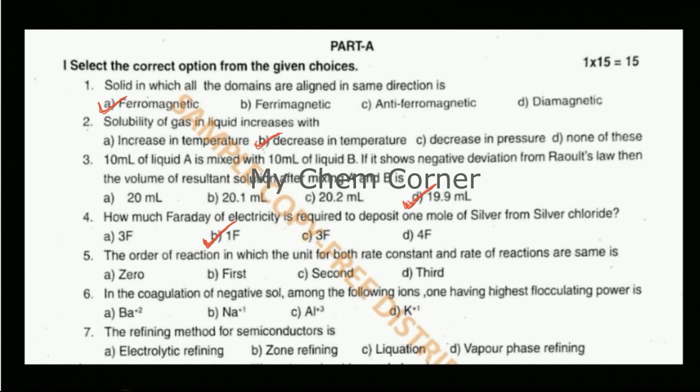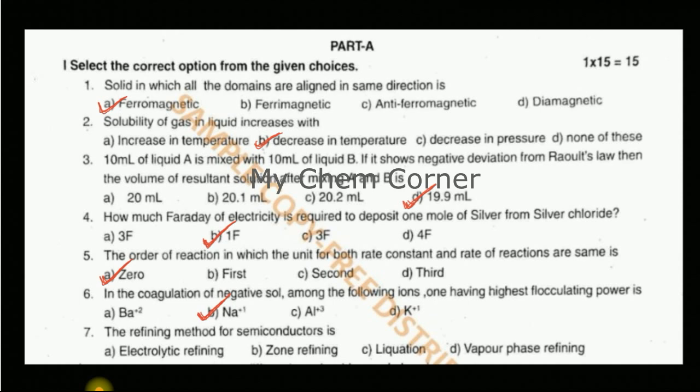Now, the order of reaction in which the unit of both the rate constant and rate of reaction are the same. For this, the answer is going to be a 0 order reaction. Alright, now next one. In the coagulation of a negative sol, among the following ions, the one having the highest flocculating power. So remember, this is one thing that's given to you in the textbook. When you want to form negative sol, the ion which has highest flocculating power is that ion that has the least charge on it. Alright, and that is going to be sodium. There is a series also given to you, only from that you will be asked. So Na plus among that is going to be the least.